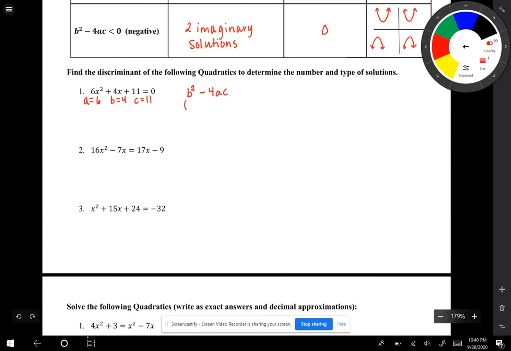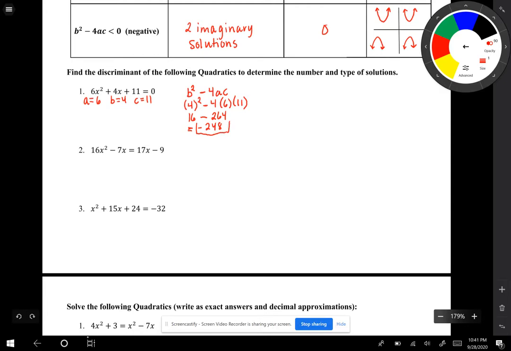Replace b with 4, because that's what you identified it as, minus 4 times a times c. Notice how I was not lazy and I replaced every single number in parentheses so that a sign will not bother me. 4 squared is 4 times 4, 16, minus 4 times 6 times 11. So multiply them in whatever order you want. I would do 4 times 11 first. That's 44 times 6, 264. And 16 minus 264, use a calculator if you need to, is negative 248.